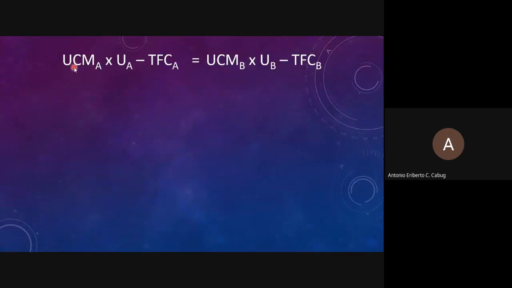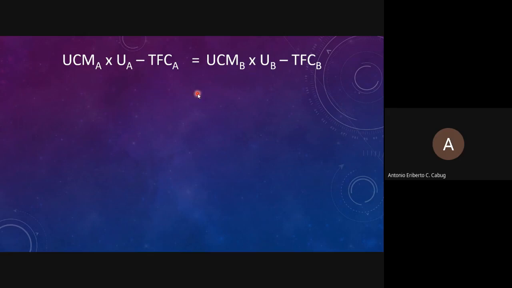So the UCM times the units under A minus the total fixed cost under A should be equal to the UCM of B times the number of units minus the total fixed cost in B. So A being the first cost structure where they receive only commission, while B is the second cost structure, 5% commission plus salary. Okay? Ito yung ginawa natin last time.